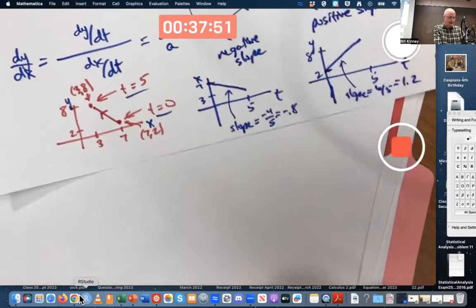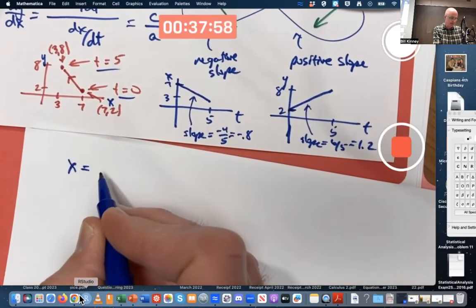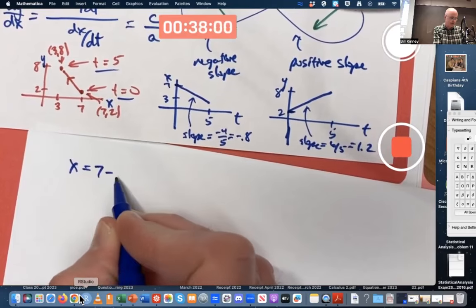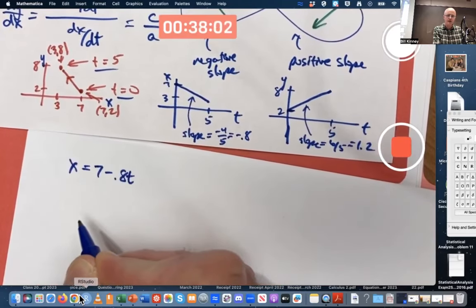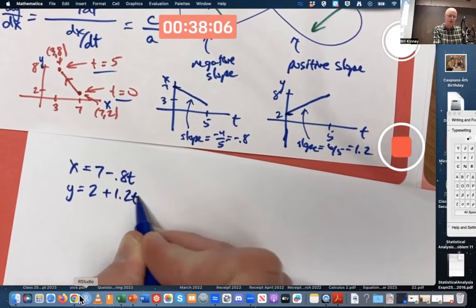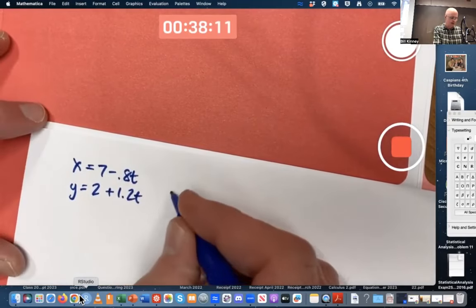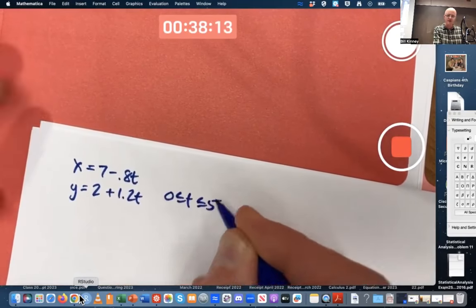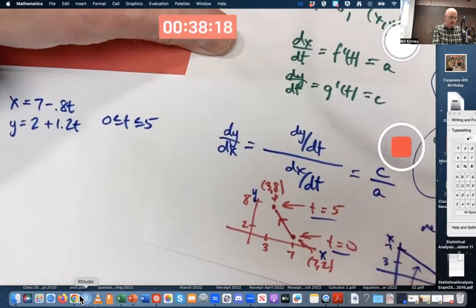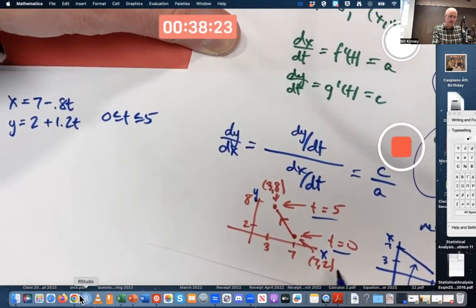What would they be? For this motion, X would be 7 minus 0.8t, and Y would be 2 plus 1.2t. You could also write it in terms of fractions if you prefer. As t goes from 0 to 5, that would model the motion that I specified, going from this point to this point at a constant speed as t goes from 0 to 5.